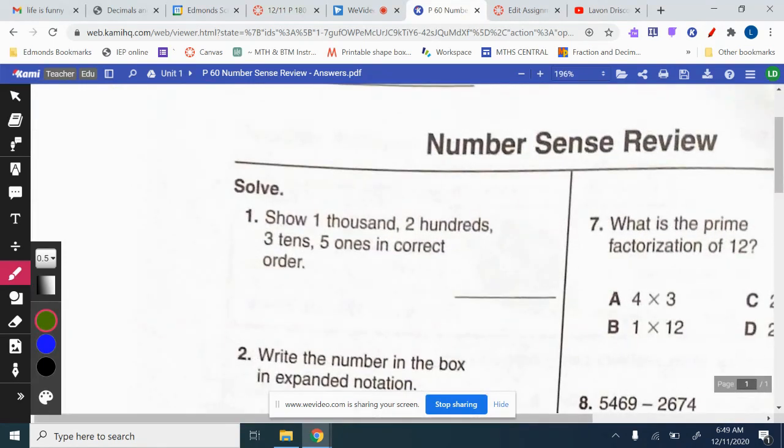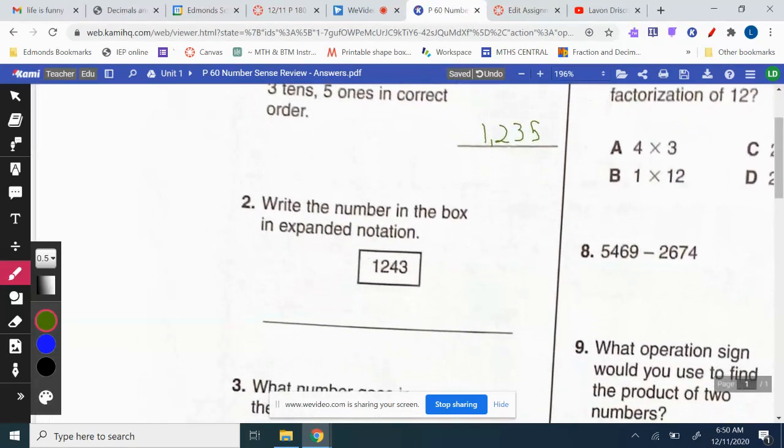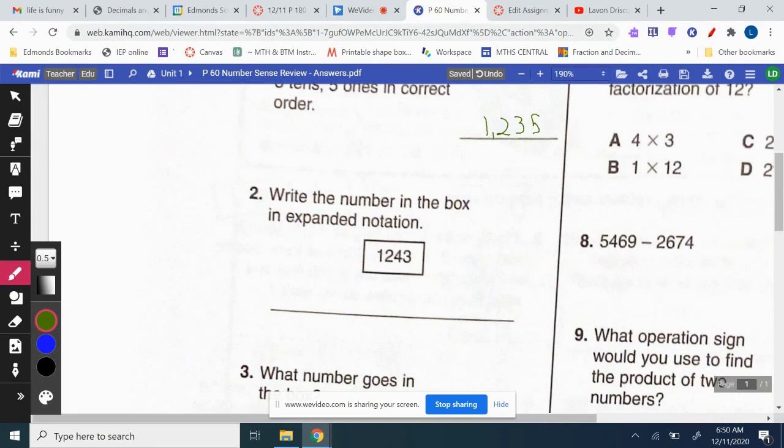Show 1,000, 200s, 3 tens, and 5 ones in the correct order. So I know that ones go first, then my 3 tens, 200s, and 1,000s. Write the number in the box in expanded notation. This is standard notation right now, and they want us to expand that out. So that's going to be 1,000 plus 200 plus 40 plus 3.